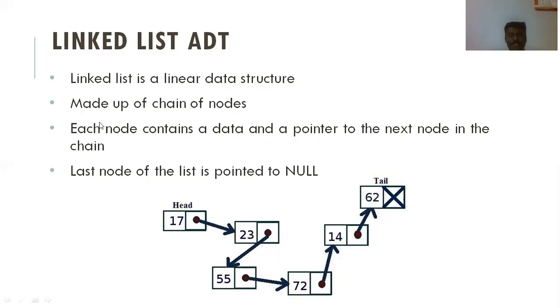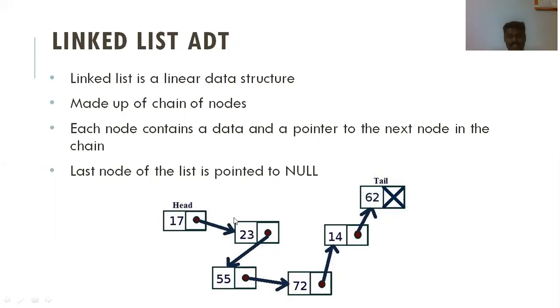Each node contains data and a pointer to the next node in the chain. The last node of the list points to null. The first element is the head position and the last is the tail position, otherwise the null position. Take a simple example: here is a node. In this node, you have two positions. One is the data position and another is the link to the next node. The first is the data field, the next is the address field.